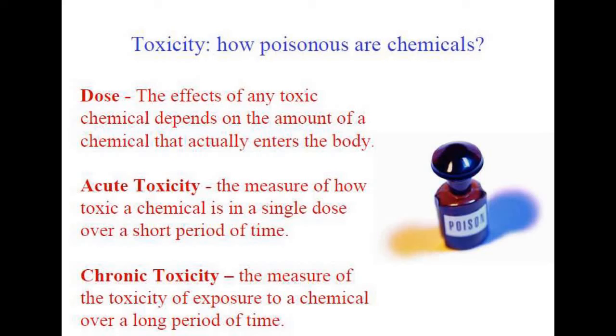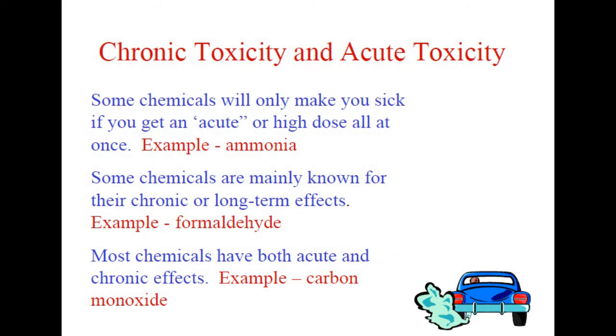So when we see about the toxicity, how poisonous are chemicals: the dose, the effects of any toxic chemical depends on the amount of a chemical that actually enters the body. And acute toxicity is the measure of how toxic a chemical is in a single dose over a short period of time. Chronic toxicity is the measure of toxicity of exposure to a chemical over a long period of time.